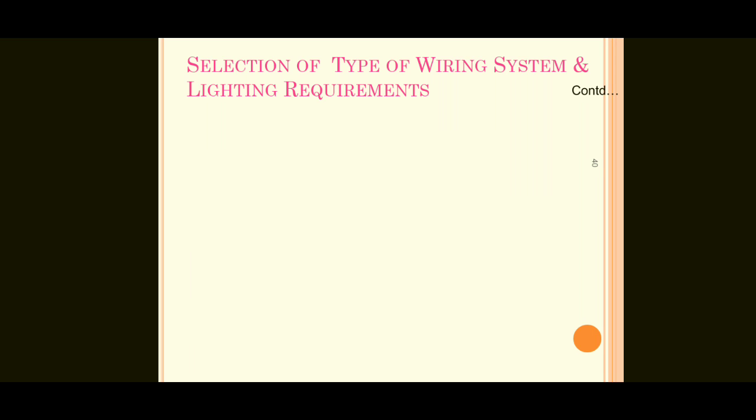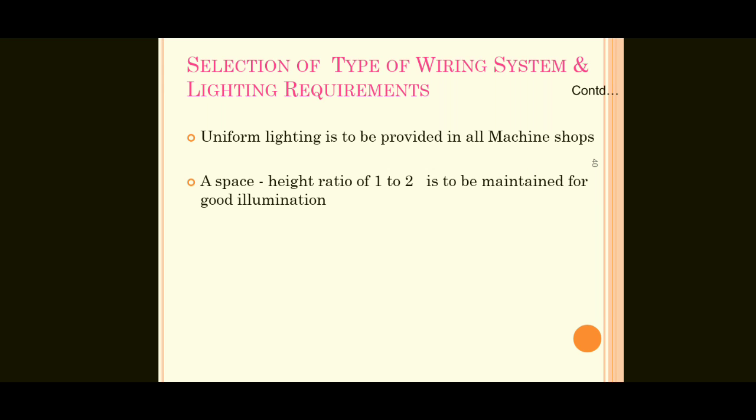Next one, selection of type of wiring system and lighting requirements. Uniform lighting is to be provided in all machine shops. A space height ratio of 1:2 is to be maintained for good illumination. Shadows have to be avoided to reduce accidents.